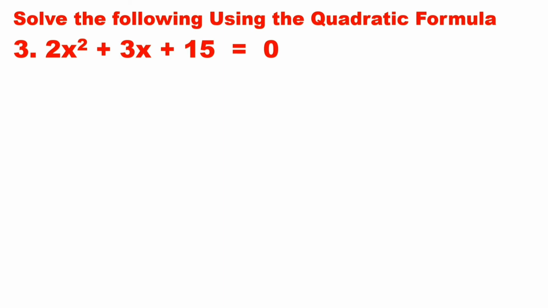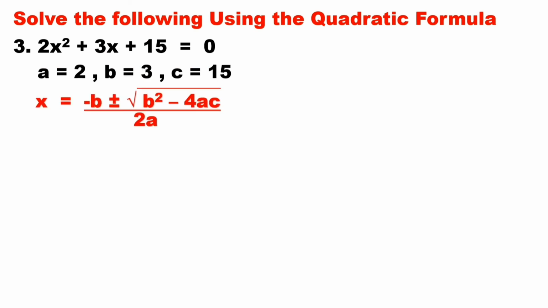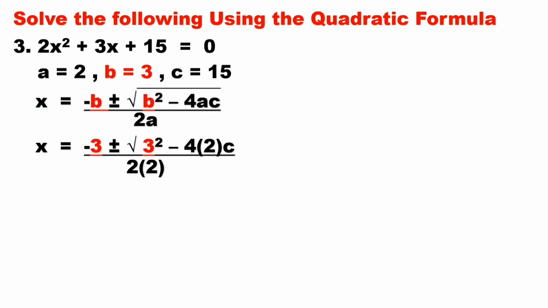Problem number 3, 2x squared plus 3x plus 15 equals 0. Since it is in standard form, we can now get the values of a, which is equal to 2, b equals 3, and c equals 15. Next, substitute these values in the formula. 2 for a, 3 for b, and 15 for c.